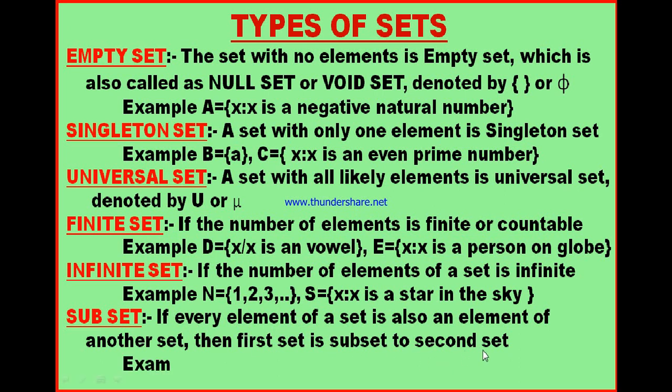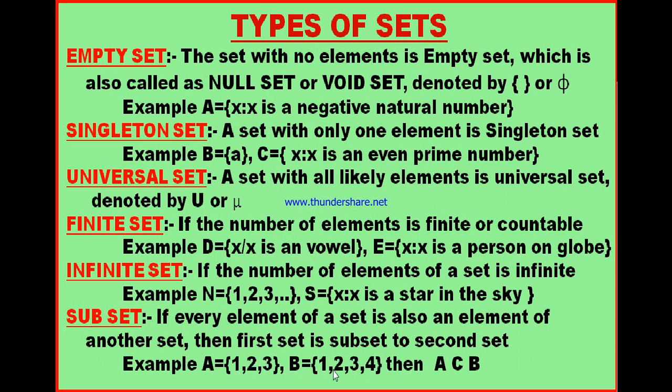I shall give an example. Here A is equal to the set {1, 2, 3} and B is equal to the set {1, 2, 3, 4}. Now you can observe every element of A is also an element of B. In such a case, you can say that set A is a subset of B. Here, A is a subset of B.